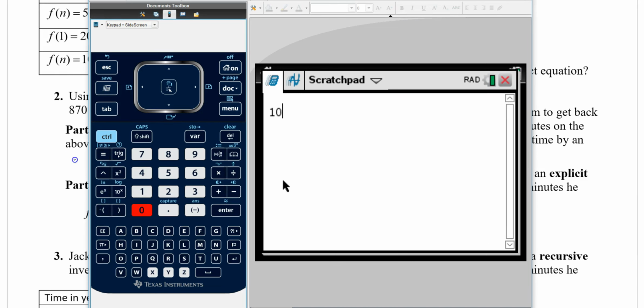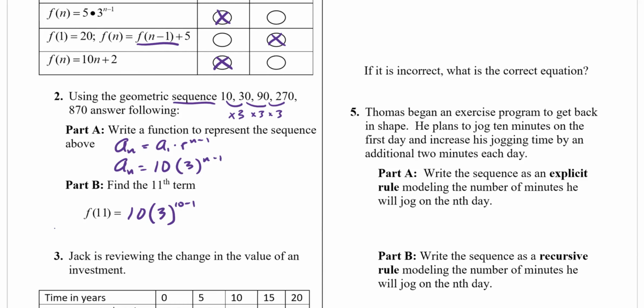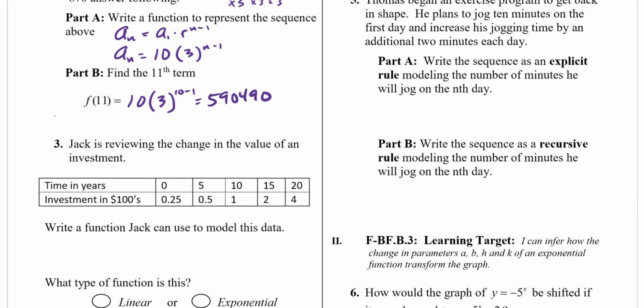So it's 10 times 3 to the 11 minus 1, and I get 590490. 590490 is the value of my 11th term.